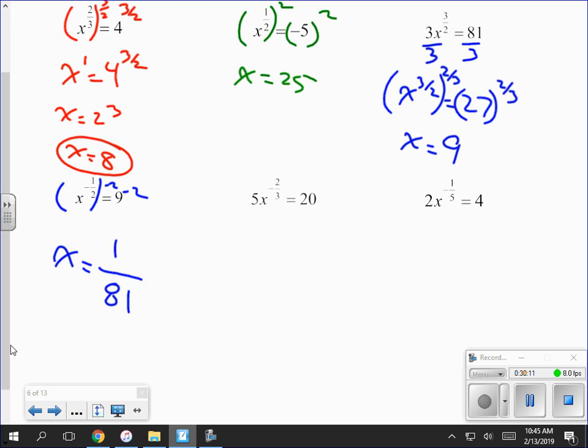Okay, next one, I need to get the x by itself first, so my first step is to divide both sides by 5. X to the negative 2/3 is equal to 4. The reciprocal of negative 2/3 is negative 3/2. So I raise both sides to the negative 3/2. I get x equals 4 to the negative 3/2. The negative means I have 1 over 4 to the 3/2. The 2 in the denominator means I take the square root. Square root of 4 is 2. The 3 in the numerator means I cube that, which gives me 8. So I get 1/8.